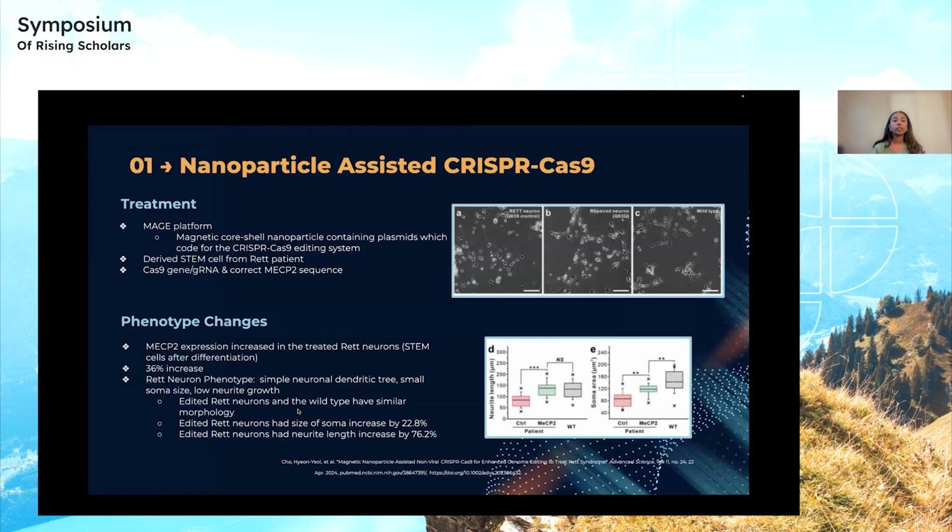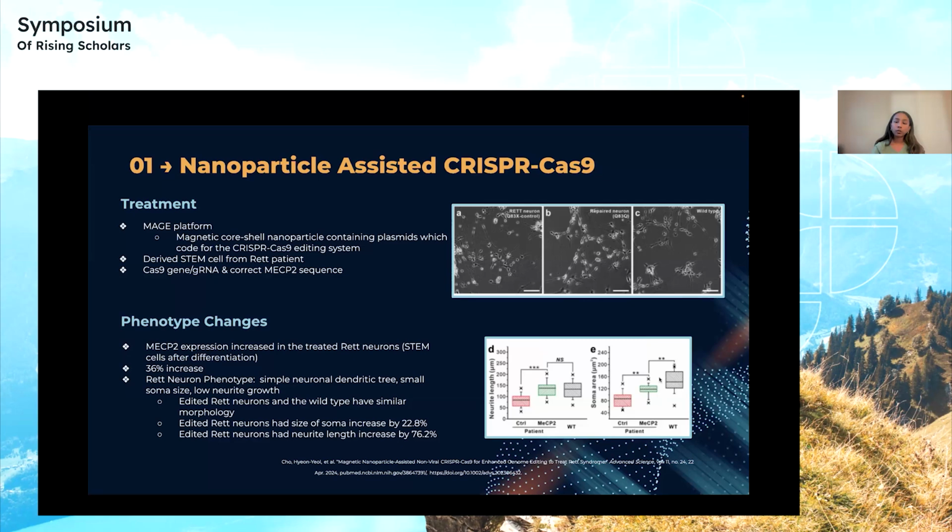So going a little bit more in depth to what the effects actually were of the treatments, first we're going to talk about CRISPR. So when they used the editing method of CRISPR, they saw that there was a 36% increase in the correct production of the MECP2 sequence. They also observed that the neurons were actually rescued from their Rett phenotypes. So it was making a difference on more than just the protein level, it was making a difference on the cellular level.